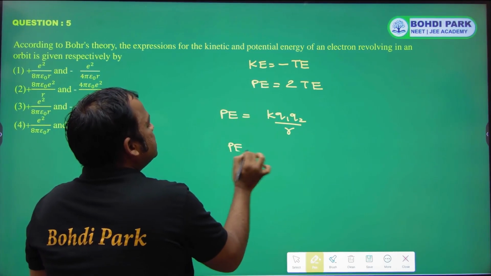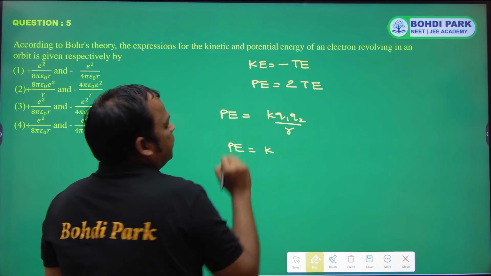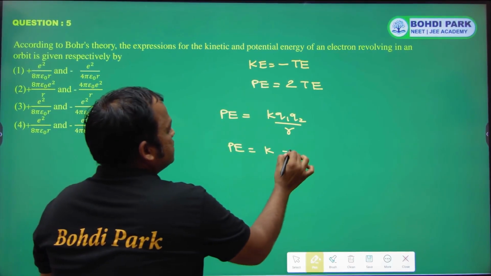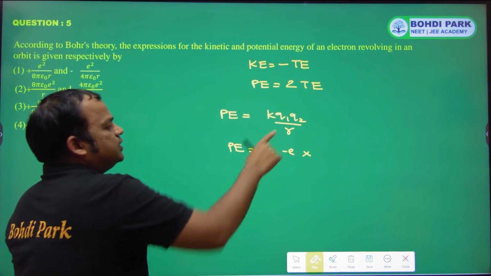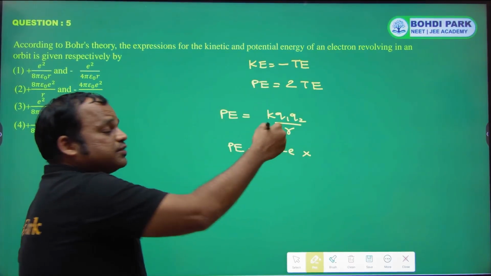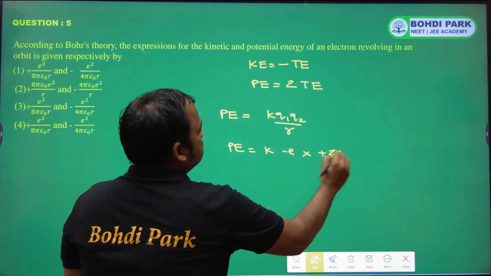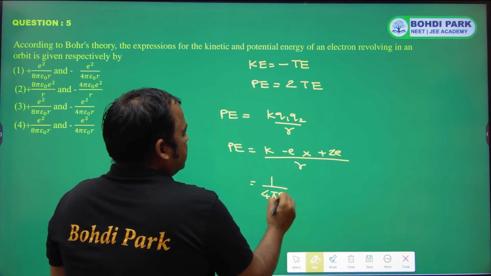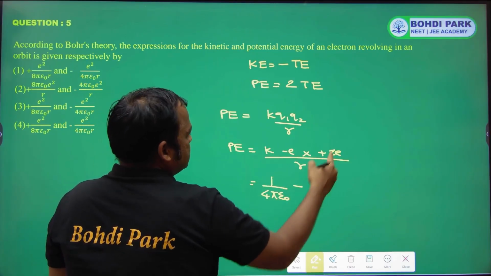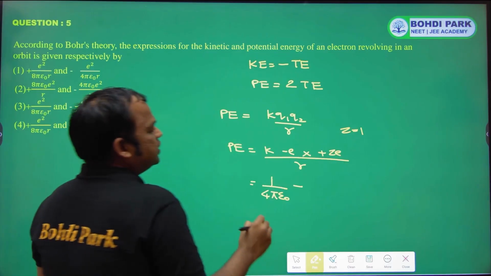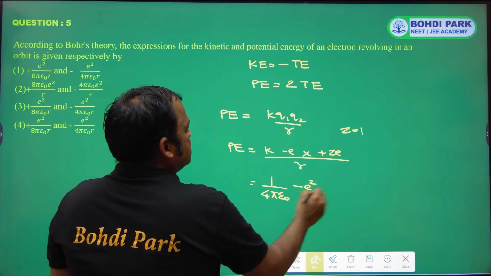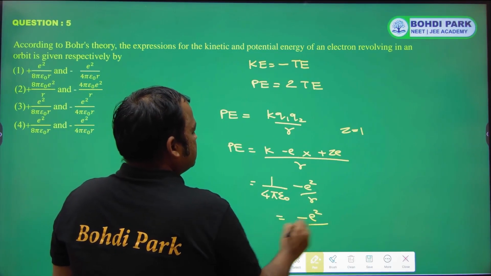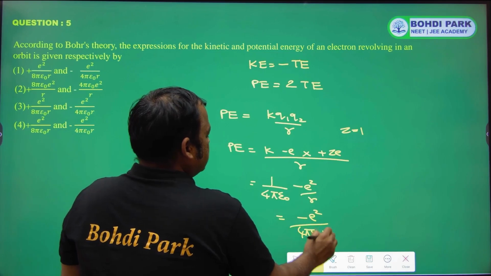So potential energy is equal to k into q1. So that is electron, which is minus e, and charge on nucleus, which is plus Ze by r. k value is 1 upon 4 pi epsilon naught. Then Z is 1 for hydrogen. So minus e square by r. So this is minus e square by 4 pi epsilon naught into r.